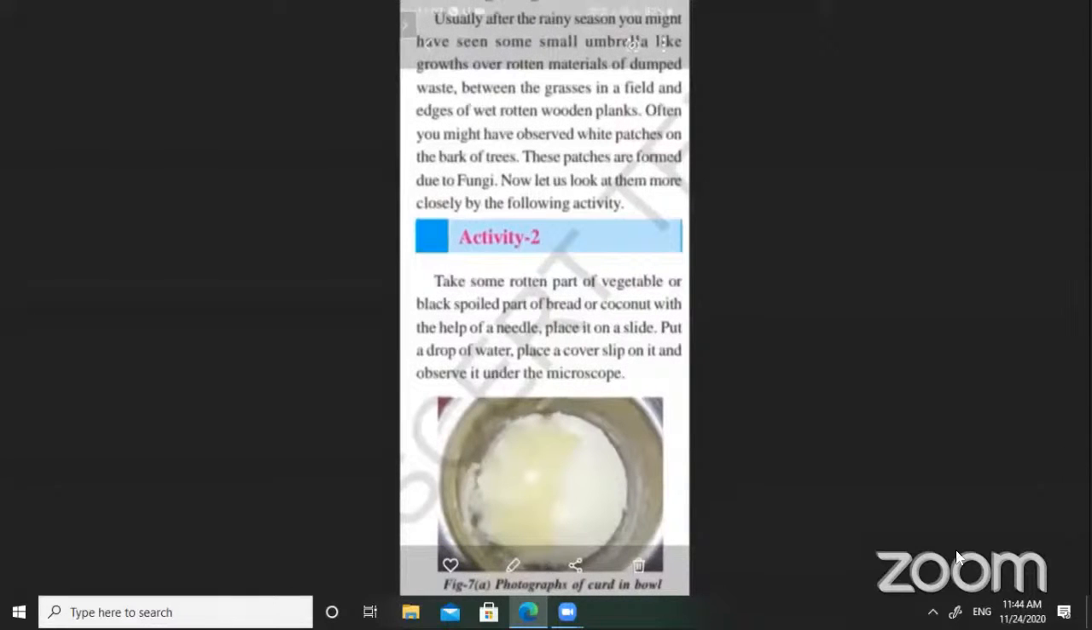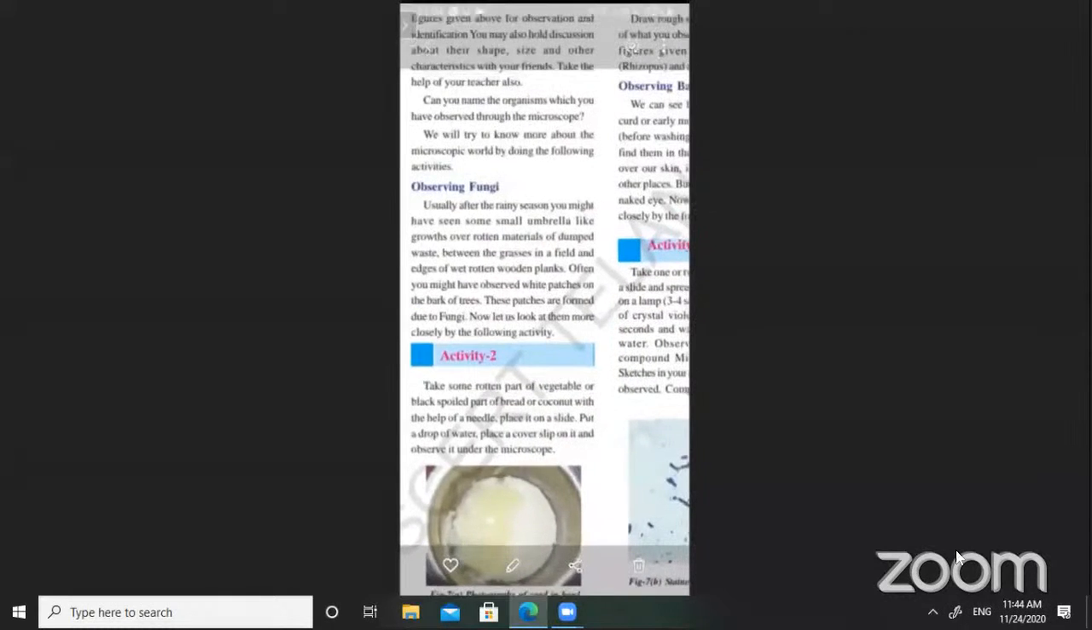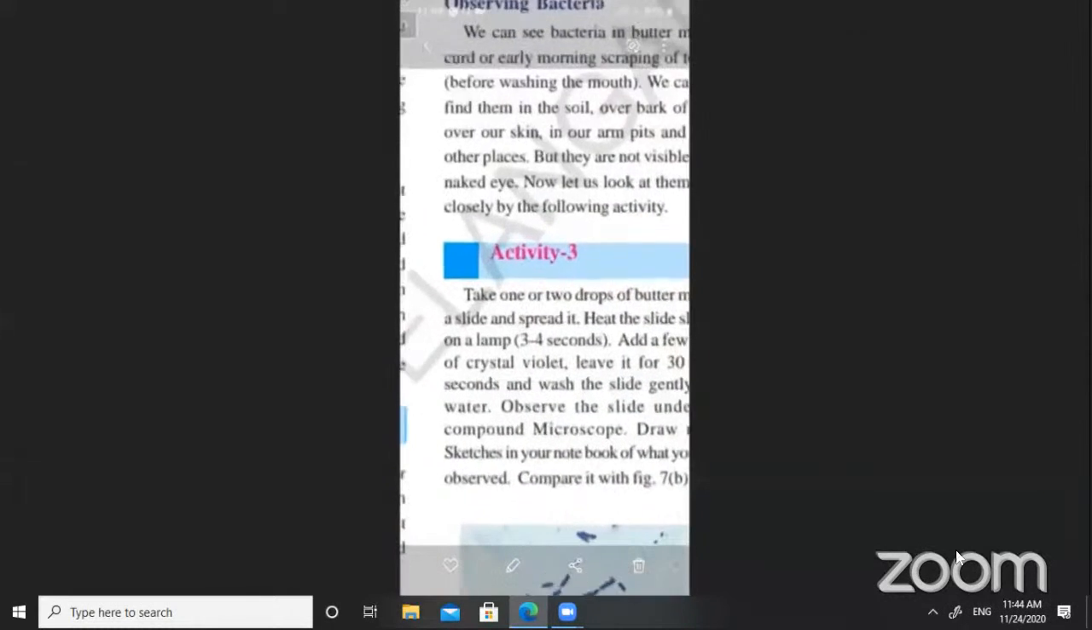So on that sample, you have to take a drop of water, place a cover slip on that particular sample gently and observe it under the microscope, because these are microorganisms which can be seen under a microscope only. That's why we need to use the microscope to observe those particular microorganisms. So here this is figure number 7, photograph of curd in bowl. So let us go for the continuation here.